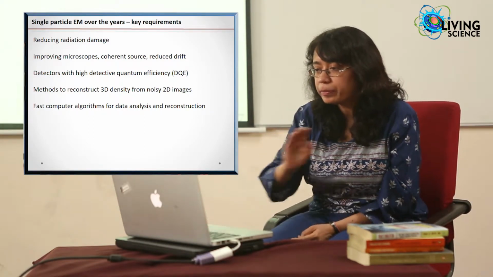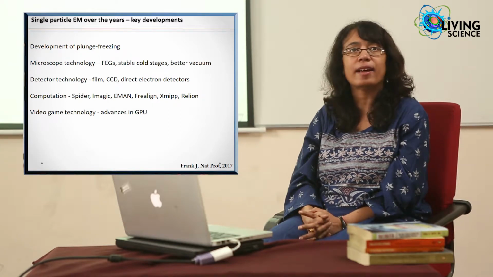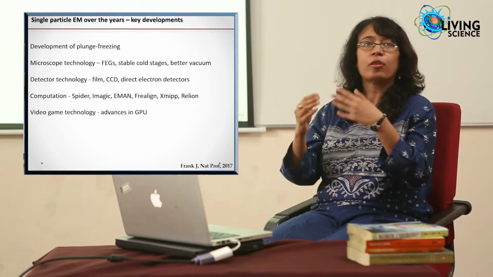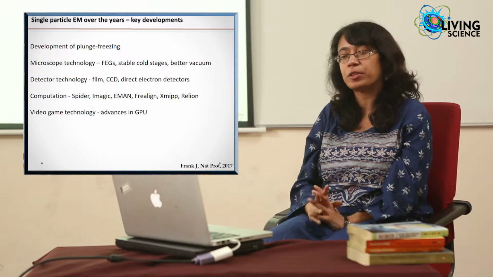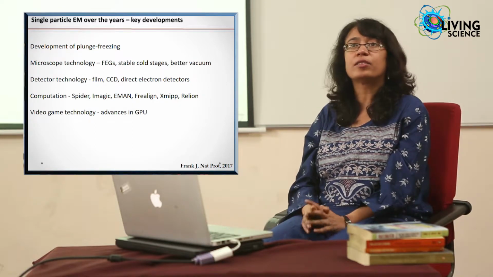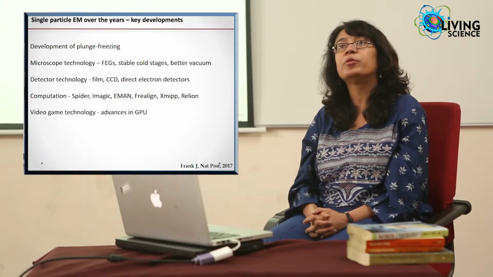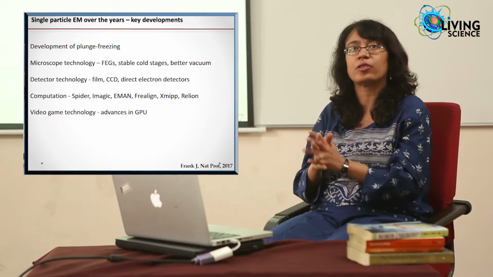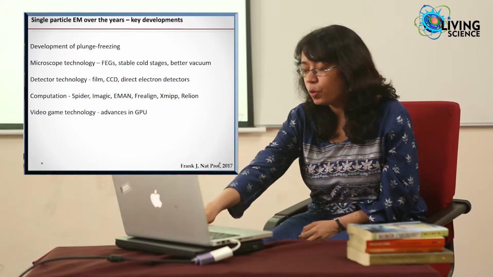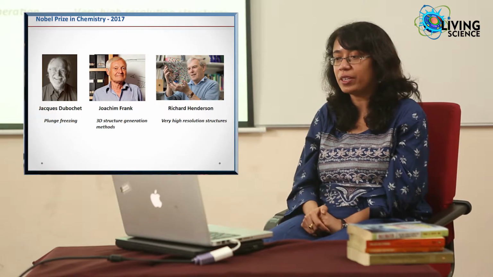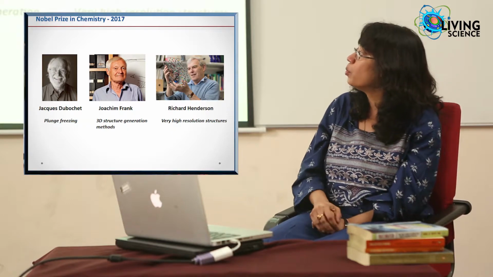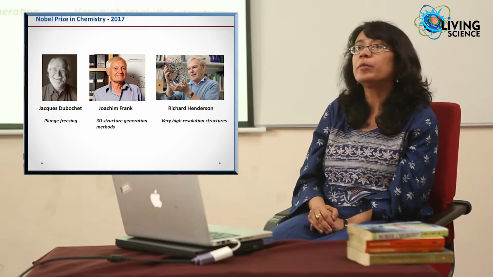So where we have come up to this point is that the development of plunge freezing has started off cryo-electron microscopy. We have been able to develop very efficient microscopes with good detectors with high DQE, and advances in GPU have resulted in improvements in the computational part, so that it is possible to process a large data set and get a structure in a limited amount of time. Cryo-electron microscopy was awarded the Nobel Prize in Chemistry in 2017, as I've been mentioning. And these are the three pioneers who were awarded: Jacques Dubochet, who developed the plunge freezing technique.